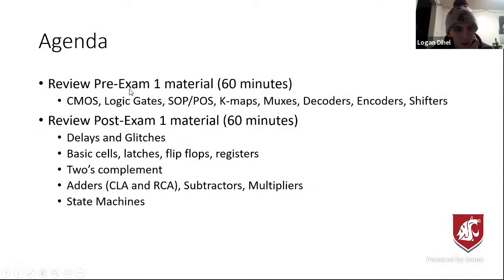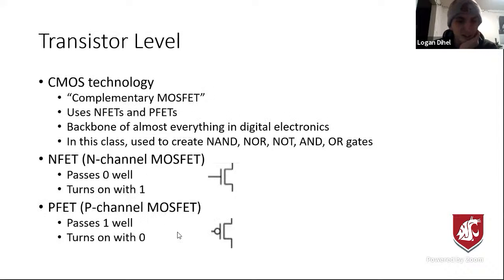I'm going to go over all the stuff before exam one first, then we'll dive into all the new material after that. I plan on going till about 9 o'clock unless there's more questions and we can keep going. So let's just get started then.